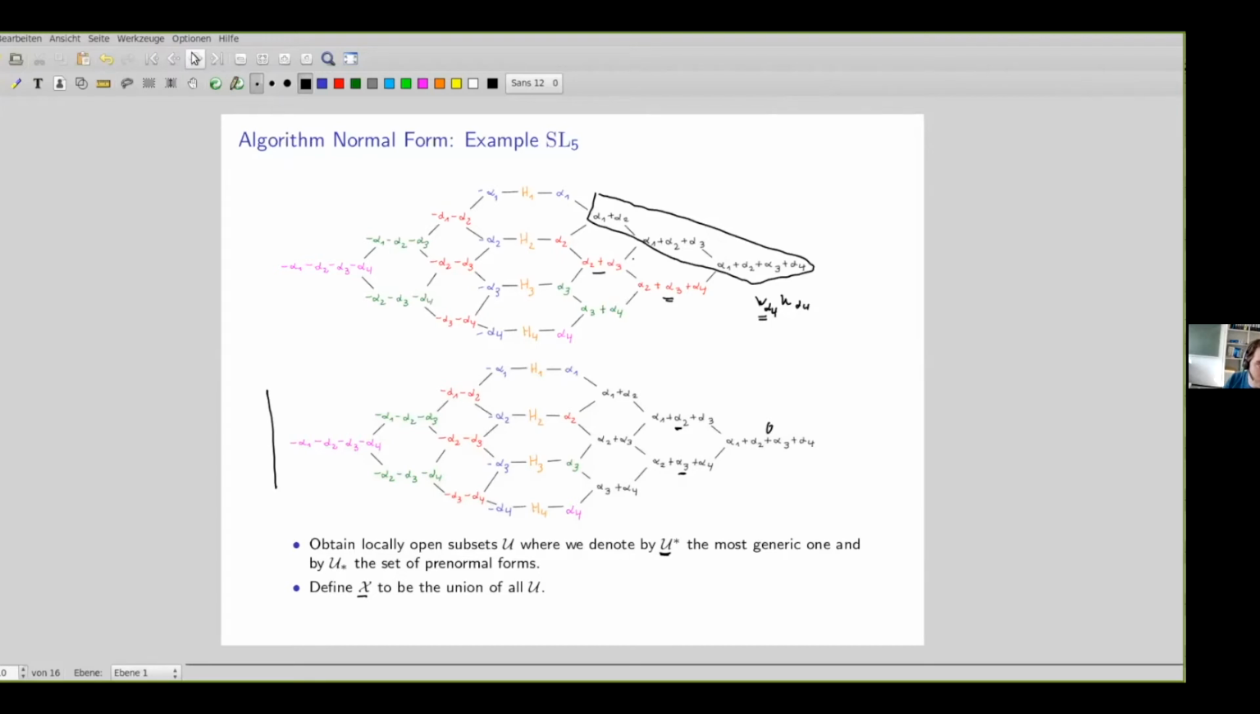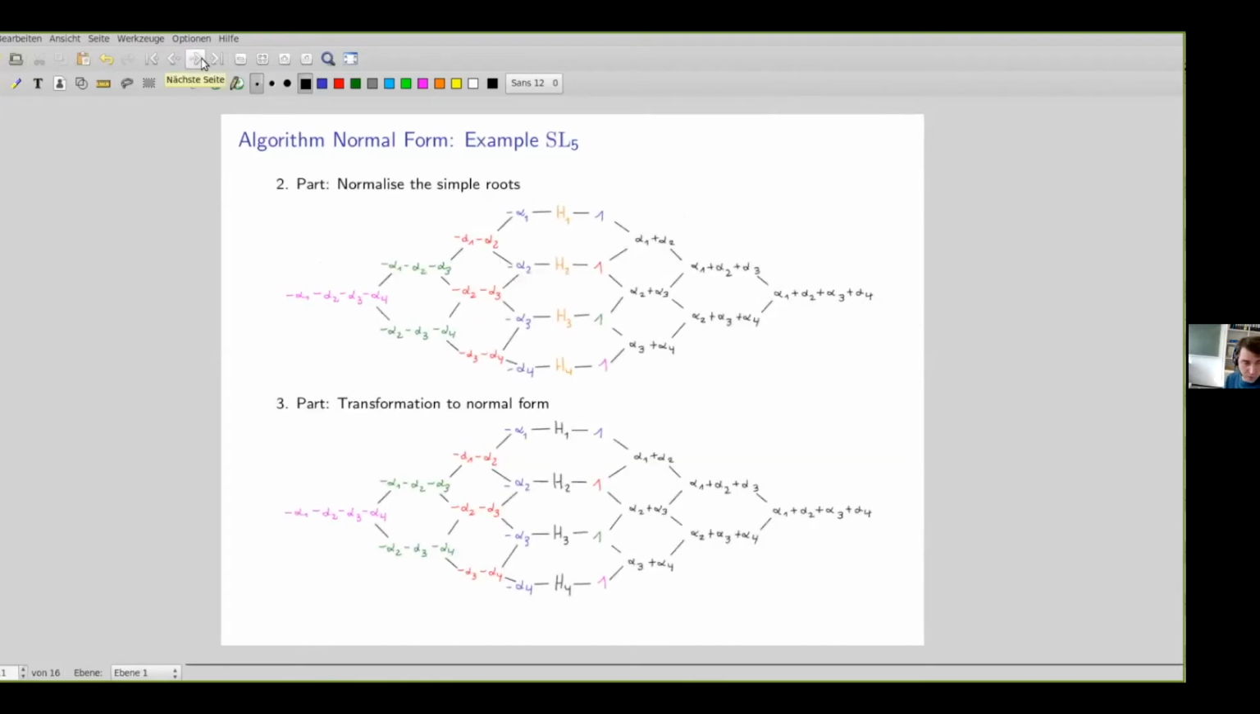Okay, so how does our algorithm continue? The next step now is to normalize the components corresponding to the simple roots. And we do that by gauge transforming with a torus element. This gives us then on the simple roots algebraic polynomial equations. And we can solve them, and then the components become 1.